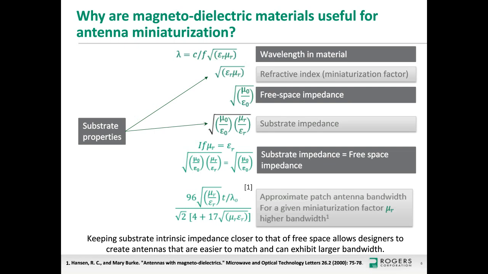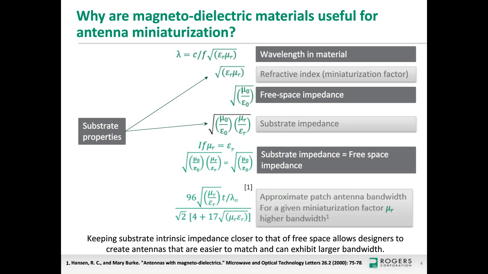The impact of that on antennas is going to vary widely by the type of antenna that you design using these materials. But a common antenna that's built utilizing copper-clad laminates would be the patch antenna. And in 2000, R.C. Hansen and Mary Burke published a paper in Microwave and Optical Technology Letters where they derived the fundamental relationship between permeability and permittivity and bandwidth for a patch antenna. And if you've read a paper on magneto-dielectric materials since 2000, you've probably seen this formula before. I think this is probably the most widely cited paper in the use of magneto-dielectric materials for antenna miniaturization.